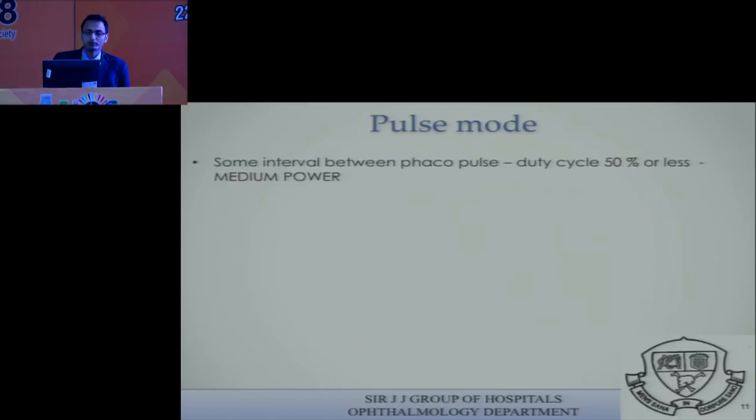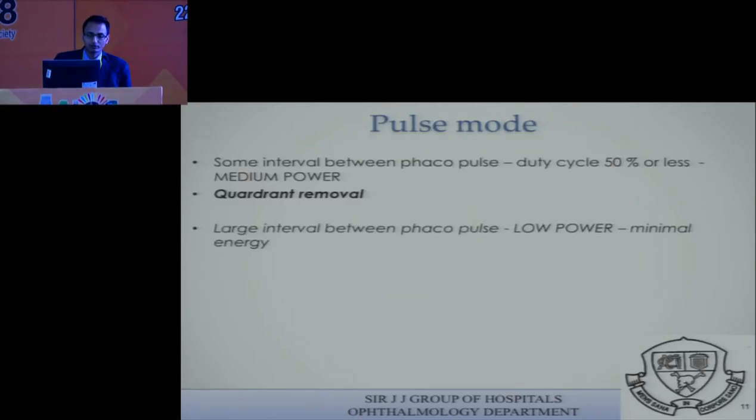So if you keep your pulse with on and off 50% of the cycle, the energy from the Phaco is dissipated only 50% of the time. So it can be used for the quadrant removal approach with the 50% of the duty cycle or less, because in the quadrant removal you don't have to emulsify much. The maximum work is done by your vacuum, so you can keep the vacuum at 300, 400 on the medium size depending on the type of the nucleus, but the pulse mode can be very well used.